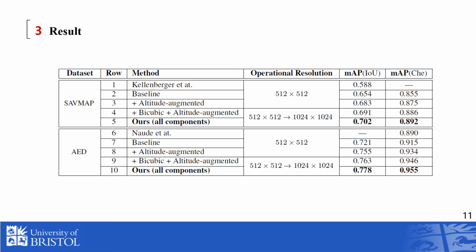On row 4 and row 9, we first use the bicubic method to super resolve the original image, and then we use the altitude data and the high resolution image to do the object detection. And finally, row 5 and row 10 are our proposed results. We first use the HAN super resolution method to do the super resolution, and then use the altitude data and the high resolution image to do the object detection to get the final results. Here, we can find our method performs better on both of the datasets.